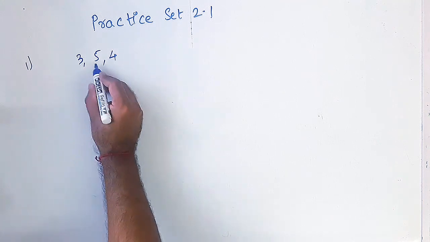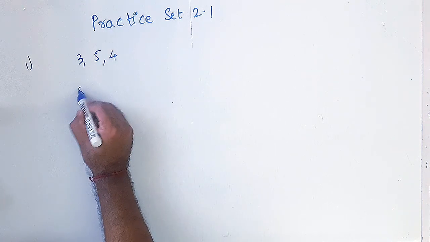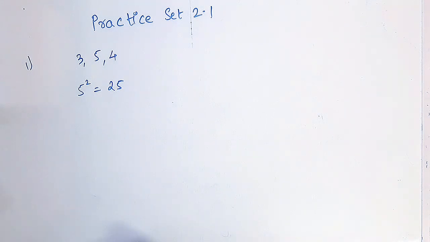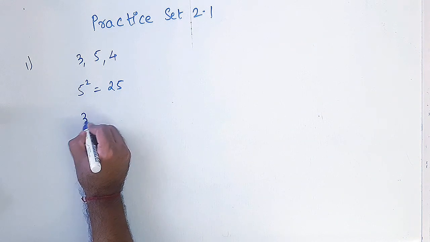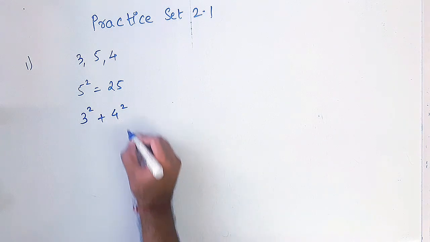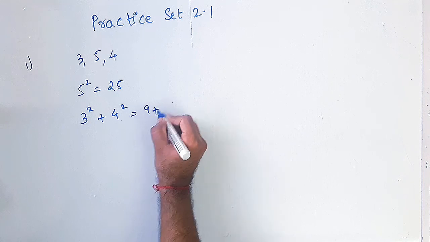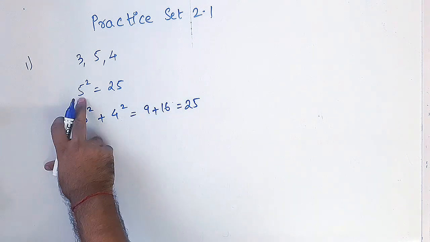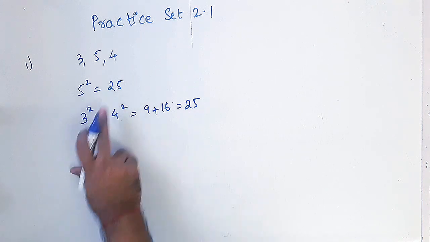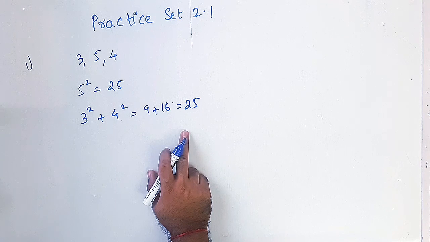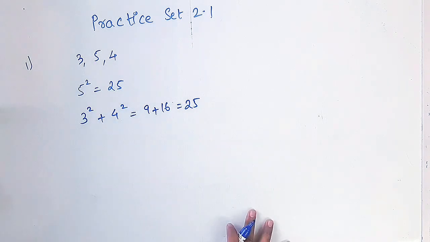I'll just take the largest side. 5 square is equal to 25. Then I'll take the sum of the squares of the smaller sides. That is 3 square plus 4 square, 9 plus 16, which is equal to 25. So you can see the larger side square is equal to the sum of the squares of the other two sides. Therefore these numbers are forming a Pythagorean triplet.